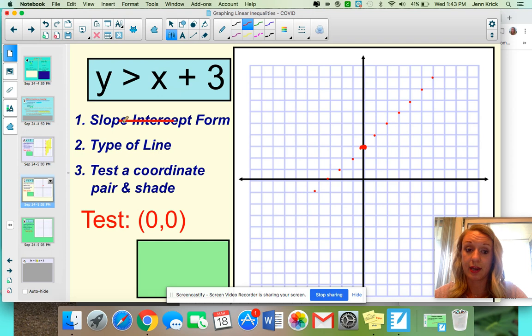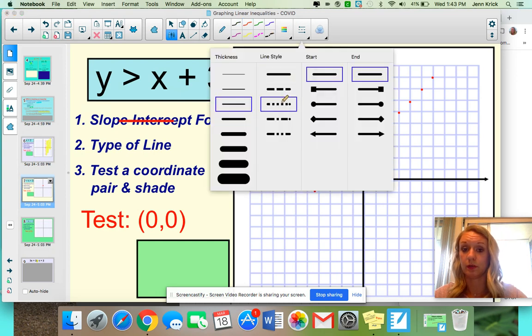Now, to that, what type of line are we going to use? Because it's just greater than, and there's no line underneath, we know that it's going to be a dashed line. So it's going to look something like this.